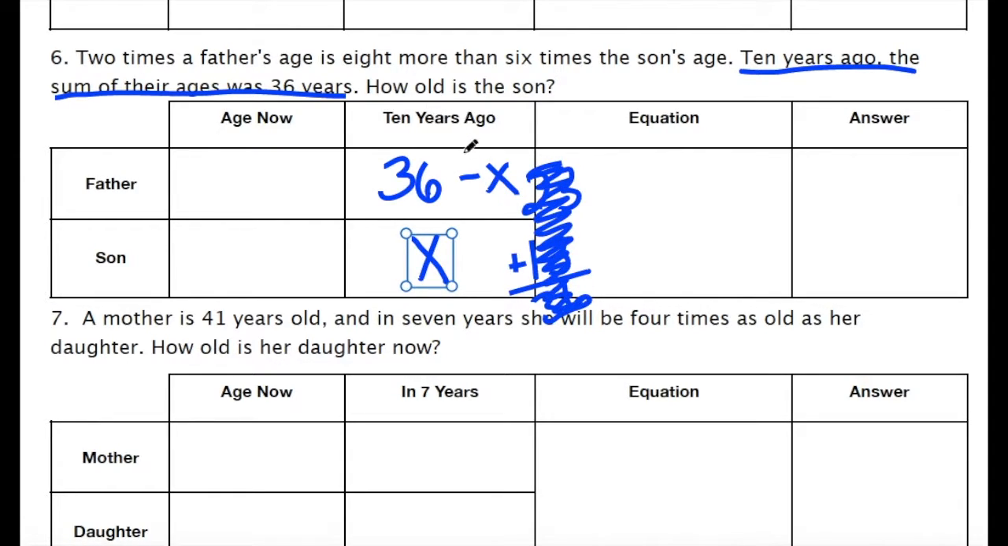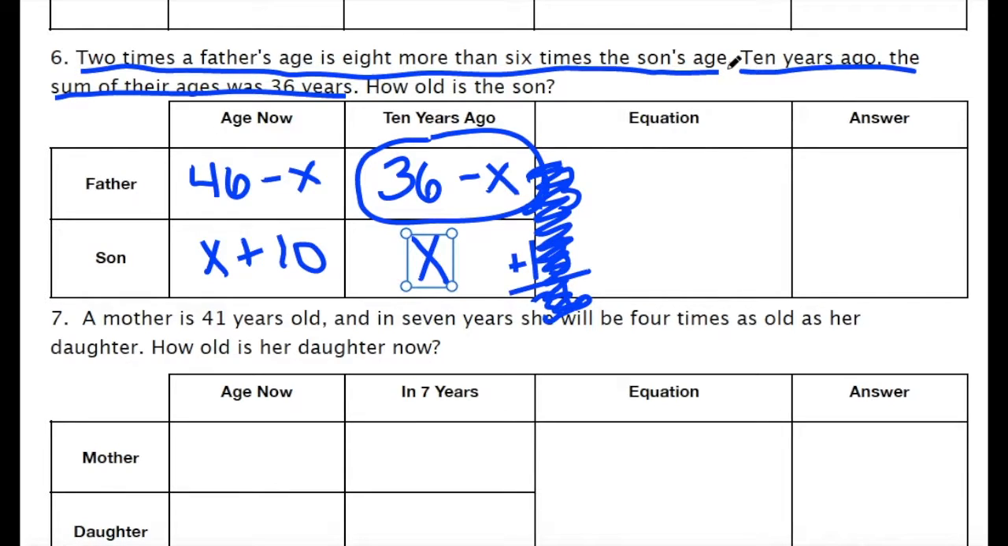I was just substituting those numbers in as a hypothetical there. But 10 years ago, the son was x and the father would be 36 minus x. And so currently, the age now would be x plus 10 years old. And then same thing for the father, we're going to take this expression and add 10 to it. So it's going to be 46 minus x.